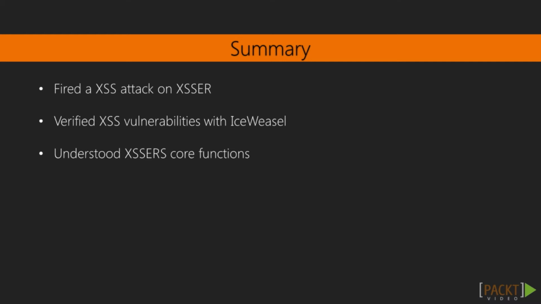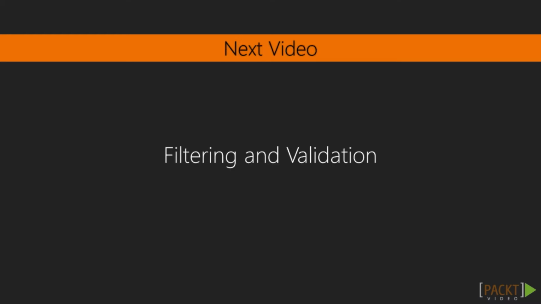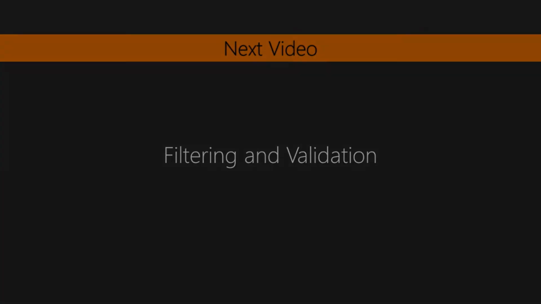We have some tabs available for us, and we can navigate around them to define the user agent, the referrer. We can set a proxy. We can do many things. We can also bypass to successfully get an XSS vulnerability from our web application. In the next video, we'll be covering filtering and validation.